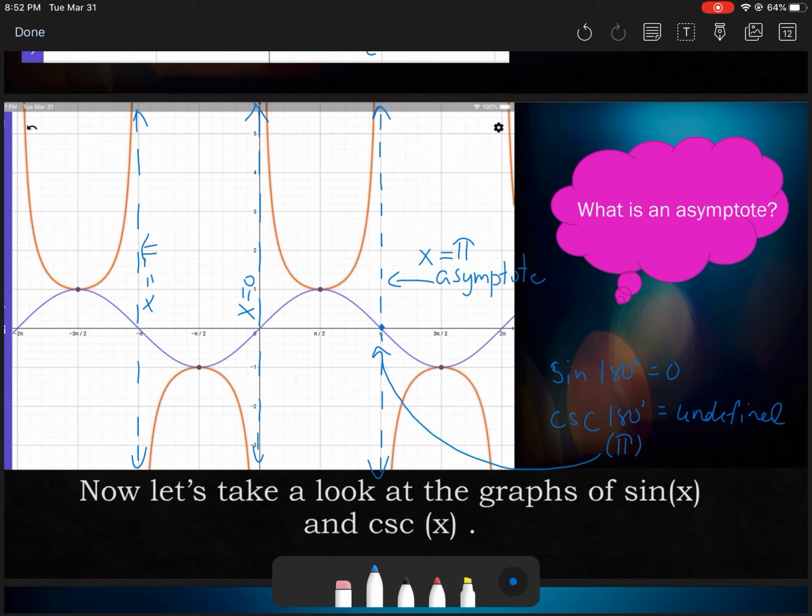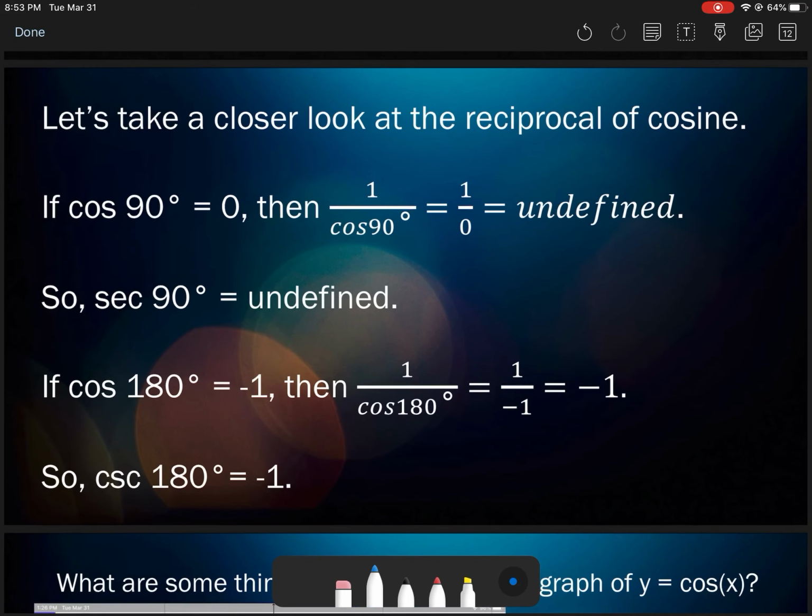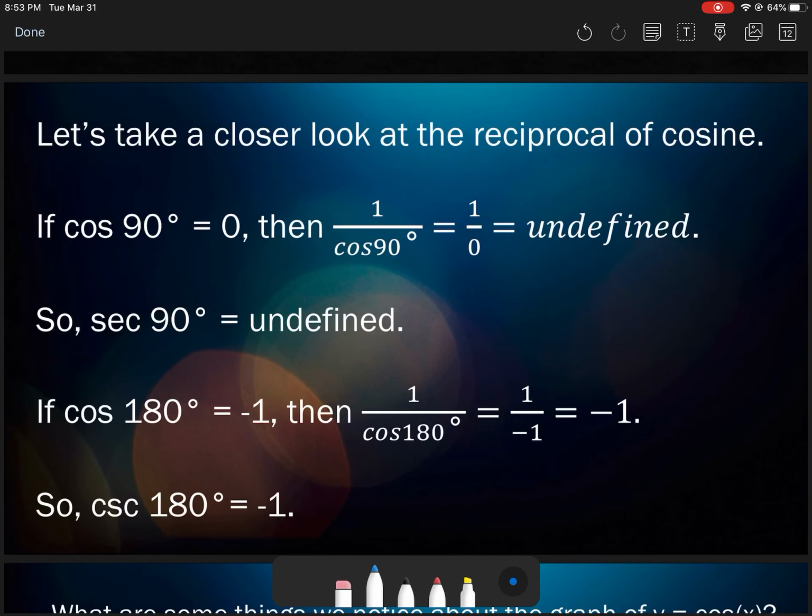Let me lock that. Okay. X equals negative pi. We have another one over here at x equals negative 2 pi, and we have another one over here at x equals positive 2 pi. So these are all the vertical asymptotes that we have for cosecant of x. Okay. All right, so now we're going to do the same thing for cosine.